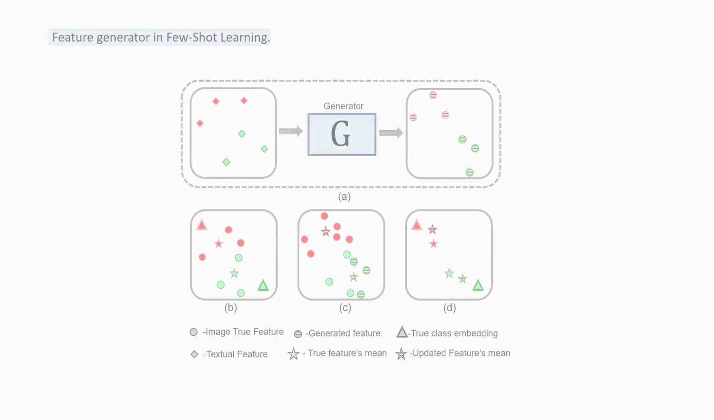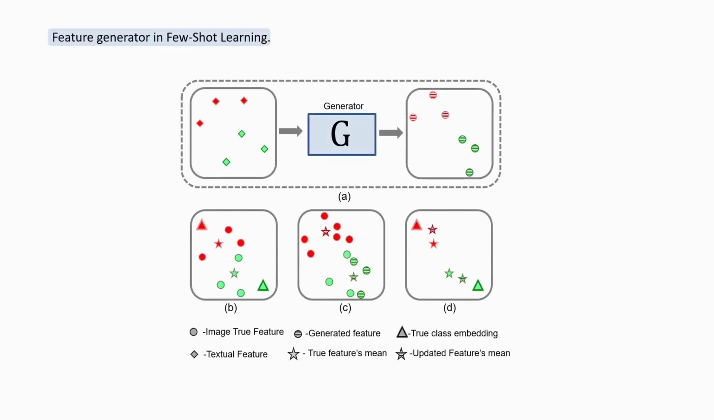Next, let's look into our approach for few-shot learning. We know that we have less data in few-shot learning. To mitigate that, we use a generator to produce extra artificial data points. It's illustrated in A. In B, circles are the true features and the triangles are the true class embedding. Stars represent the selected feature mean embedding. Our selected feature mean embedding should be closer to the triangle for better classification.